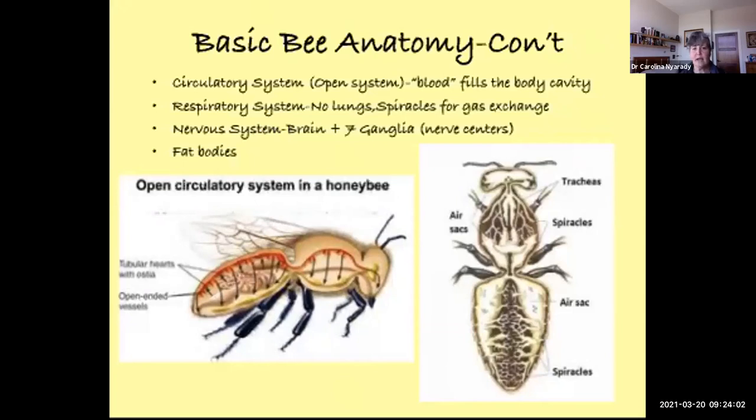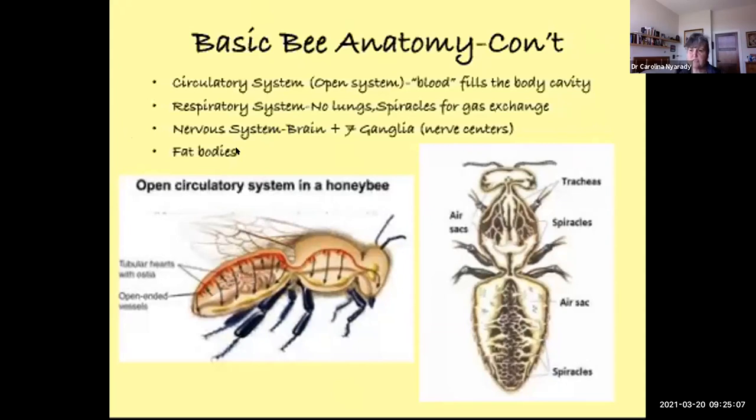Likewise, they have a nervous system with a brain and then several ganglia that act as nerve centers within the bee itself. And then one important aspect of anatomy that I think a lot of people don't think about is that bees also have fat bodies. It's not only stored for energy purposes for themselves in terms of fat, but I think that in the long term, we will also study these fat bodies more closely and find out that they have huge impacts on the immune system of bees, and also potentially on a lot of the hormones that may be regulating within the bee. The immune system will very likely be tied in very closely to the fat bodies of bees themselves.